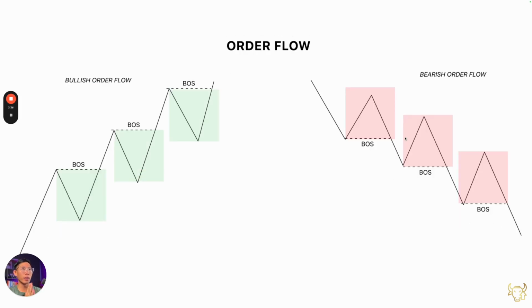Now, once again, let's look at order flow, but this time let's look at how order flow works in terms of bullish and bearish. And you will notice this is extremely similar to market structure. We have learned that in an uptrend, price will be creating higher highs, higher lows, higher highs and higher lows, higher highs and higher lows, and then creating another higher high.